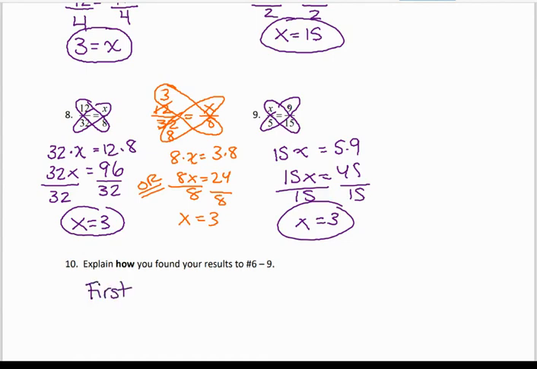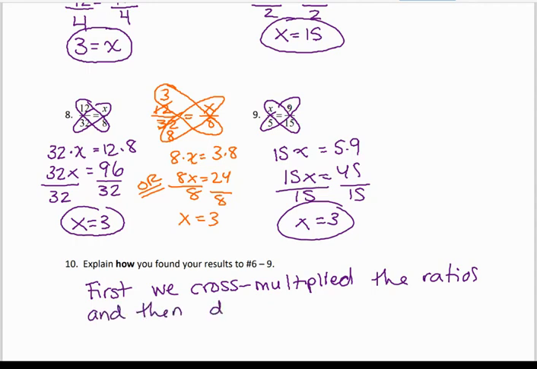First, we cross multiplied the ratios. So we did the multiplication, right? One pairing with one pairing, the other pairing with the other pairing, and then divided to get x alone. So we cross multiplied, got those products, and then we divided to get x alone. Any questions?